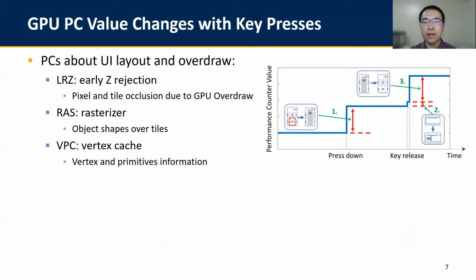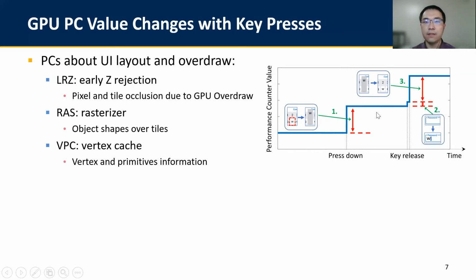Specifically, we target on these three categories of GPU PCs that reflect GPU overdraw. We find that for on-screen keyboards and pop-up animations, 3 GPU PC value changes will occur sequentially with 1 key press event. Once a key is pressed down, the pop-up hint will cause changes to related GPU PC values. After the user releases the key, the appearance of text echo in the text input box will result in another value change.